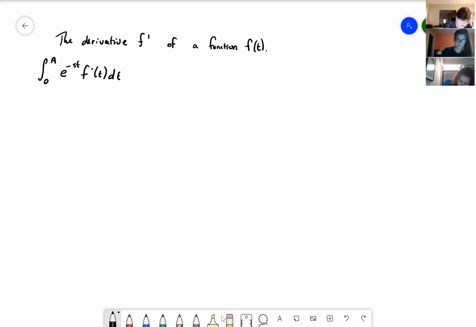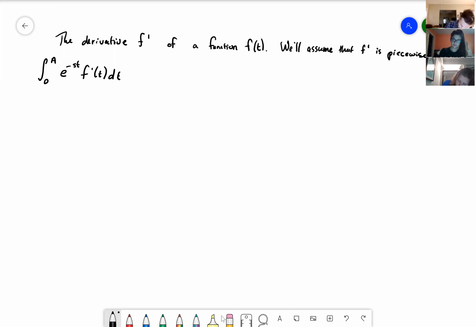We're going to add in assumptions as we go on. The first assumption I'm going to make is that f prime is at least piecewise continuous. So that tells me that I can take this integral. This is the integral that I would use for the Laplace transform; it would give me the Laplace transform if I took a to infinity.